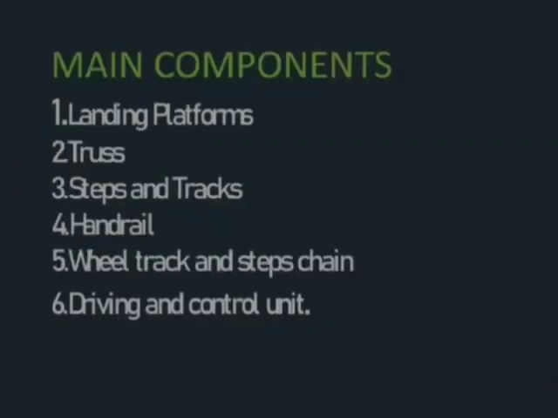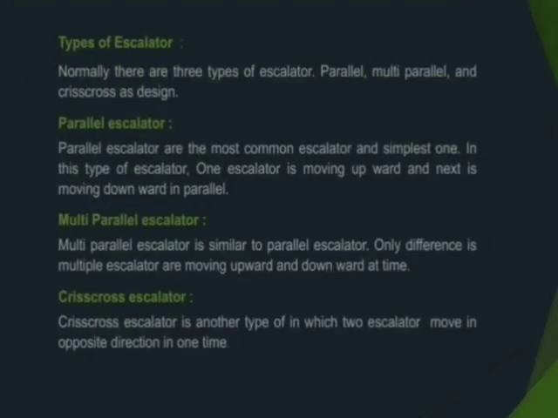The main components of escalator: landing platforms, truss, steps and tracks, handrail, wheel tracks and steps chain, driving and control unit. Types of escalator. Normally there are three types of escalator: parallel, multi-parallel and crisscross design.